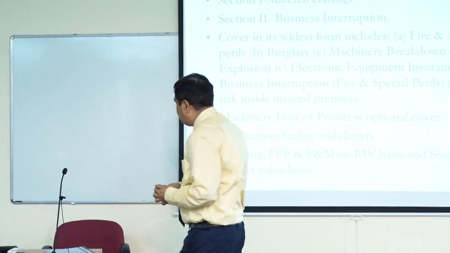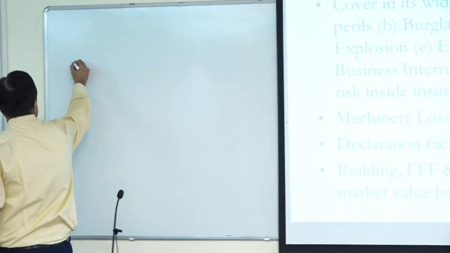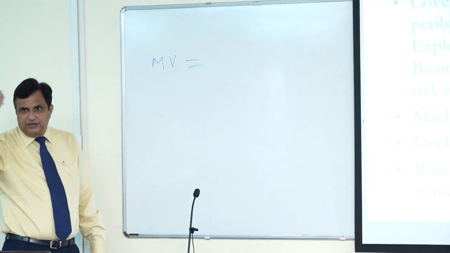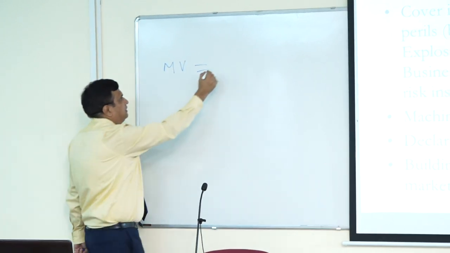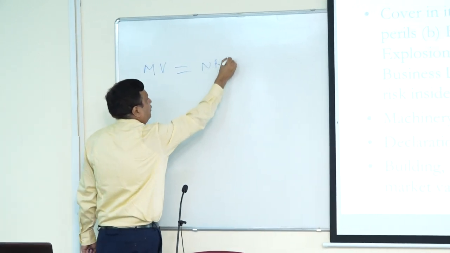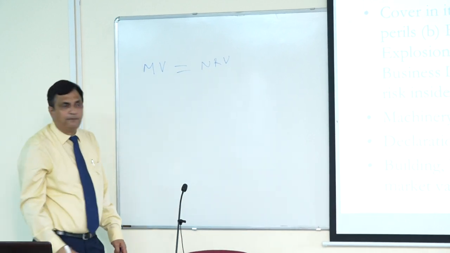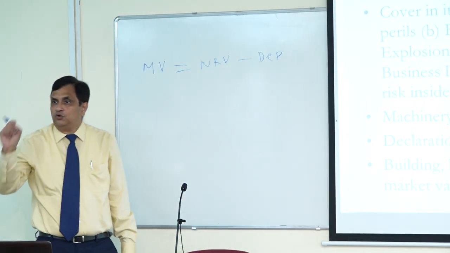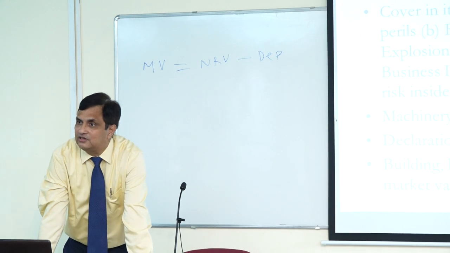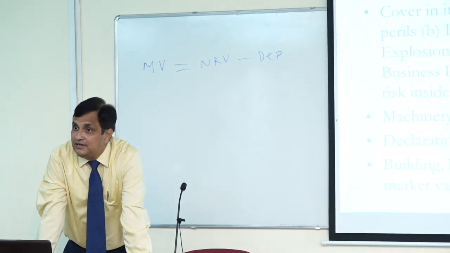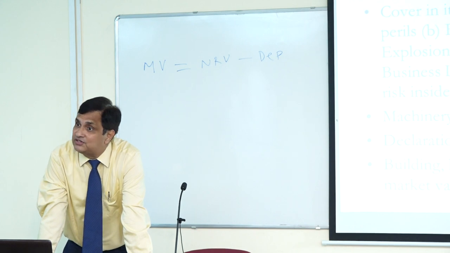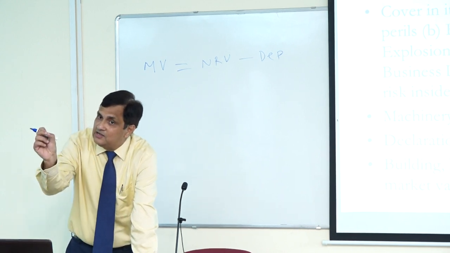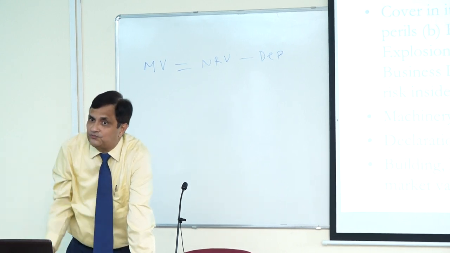So, market value is, please understand, in insurance there is a very standard meaning for market value. It means new replacement value, also called reinstatement value, minus depreciation. New replacement value minus depreciation. And how do you calculate depreciation? Depreciation is calculated using the straight line method. What is the straight line method? It's basically what is the life and what is the age.